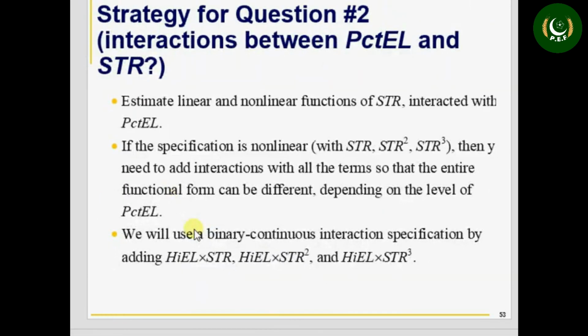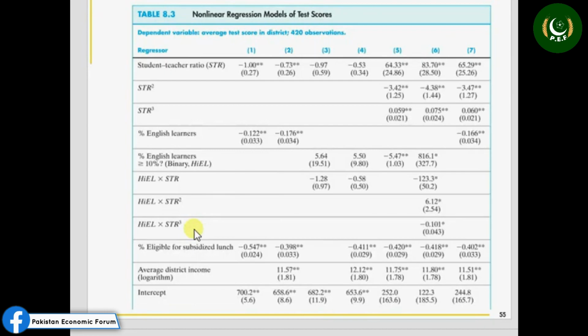And what will be my next video? My next video will be to produce these 7 columns and to answer the question whether class size reduction leads to improvement in test score. All these other variables are included so that the student teacher ratio effect can be measured correctly.